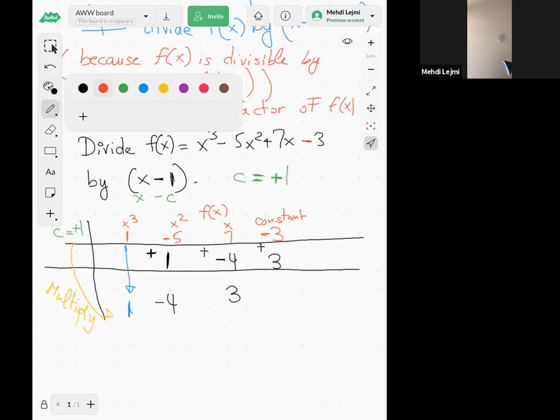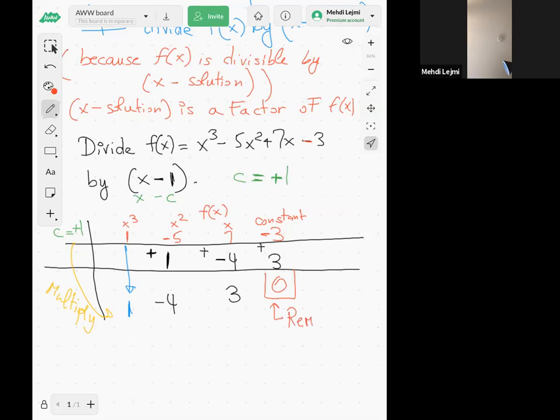So if you don't get 0 in the last column, last row, then it means that you made a mistake somewhere, guys. So this is your remainder, and it must be 0 because 1 is supposed to be a solution. So the remainder must be 0. Right? And of course, this would be our quotient. Okay, so it's 1 degree less. So if you have x cubed here, then it's 1 degree less. So it's x squared. This is x squared. So here it's 1 degree less, so it's x here. So then here's the constant.